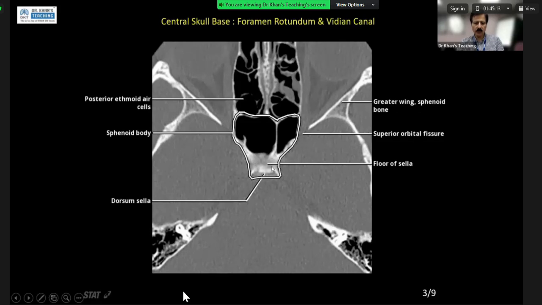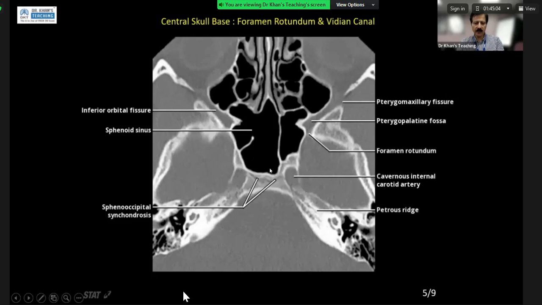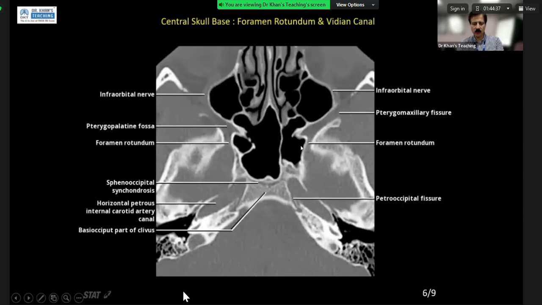Now, this is the floor of the sella, and this is the superior orbital fissure. More inferiorly, superior orbital fissure. More inferiorly, and now you see this side. So the maxillary sinus is here, and you can see this pterygopalatine fossa, and this is the foramen rotundum. Now, if you go back to your coronal orientation, the foramen rotundum is lateral to the sphenoid sinus. So we must remember that this is foramen rotundum, and this is lateral to the sphenoid sinus. Anteriorly is the pterygopalatine fossa.